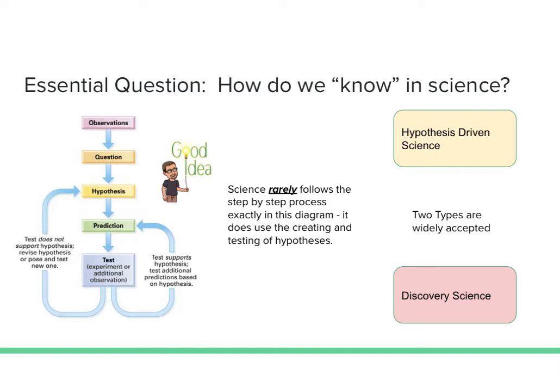There are two main processes we use to know things in science. One is this idea of hypothesis-driven science, and the other one is called discovery science. So we'll take a look at those this week.